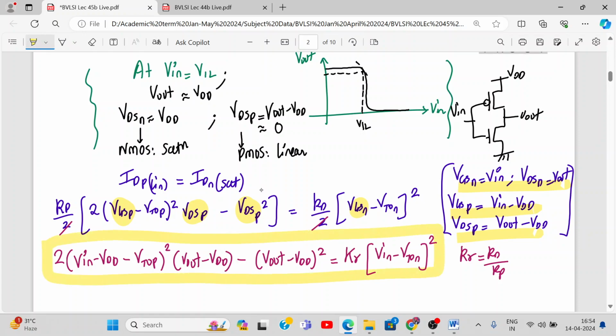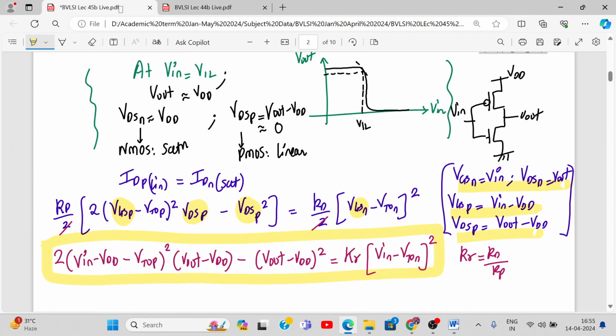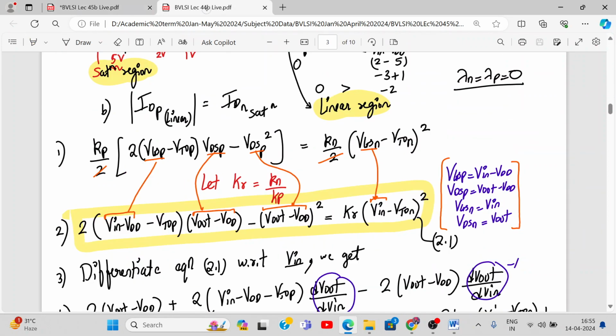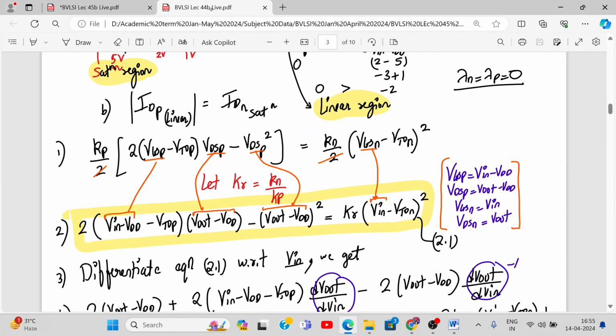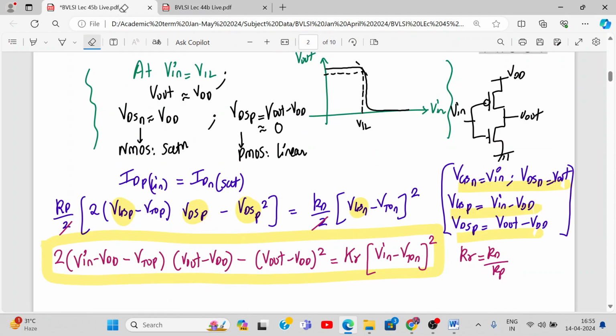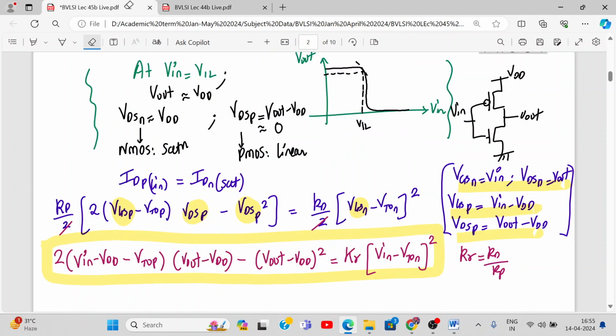Now this is what we will have to use. Remember, this is the same formula which we are getting over here. See, twice Vin minus VDD minus VTOP. Oh, VTOP actually is not squared, sorry for that. Vin minus VDD minus VTOP into Vout minus VDD, then minus Vout minus VDD the whole square is equal to Kr times Vin minus VTON the whole square. So this is how you write this formula, by writing these few steps. So no need to remember this formula.